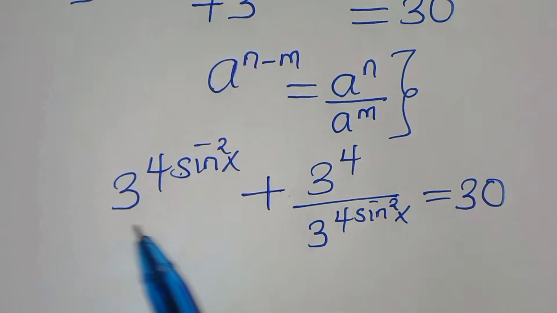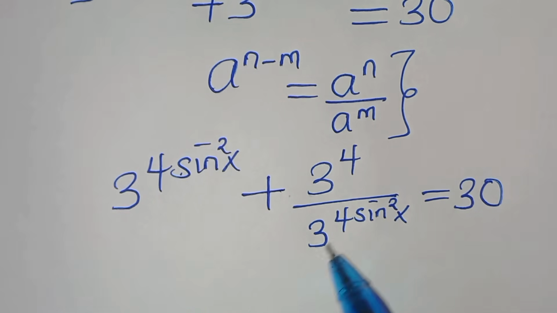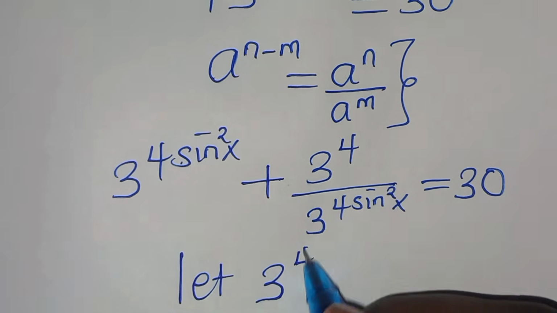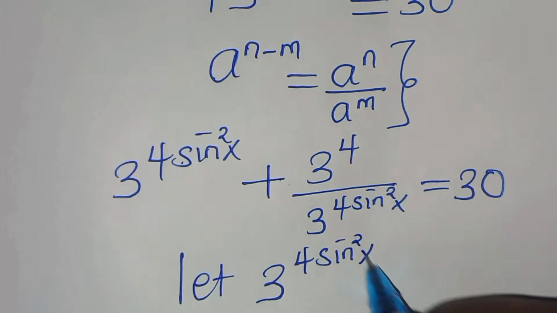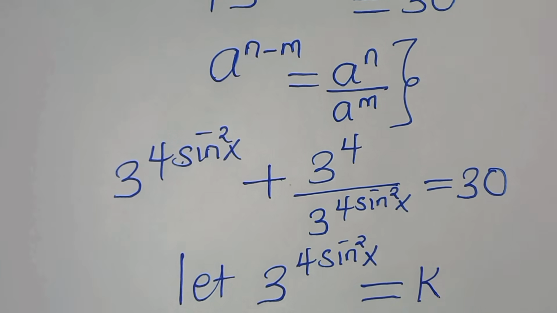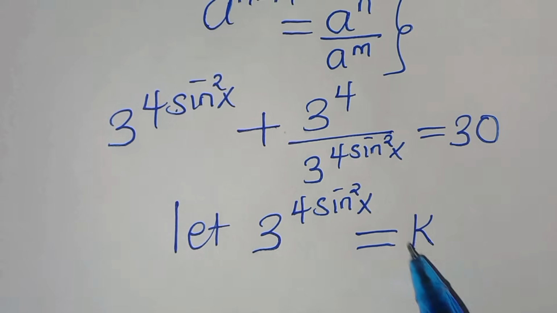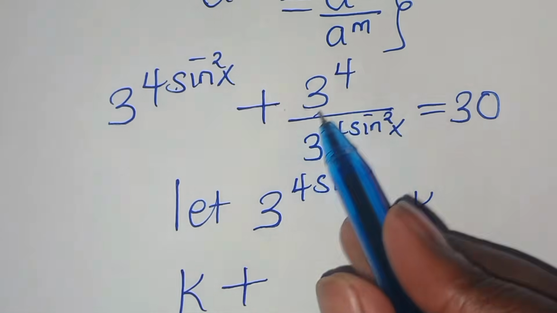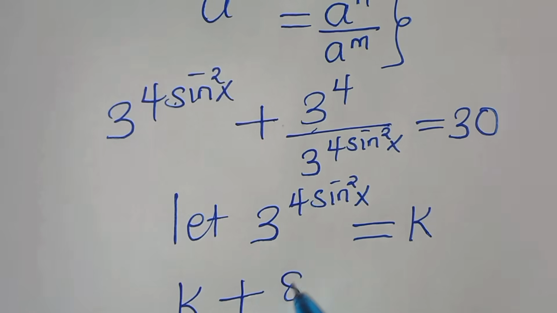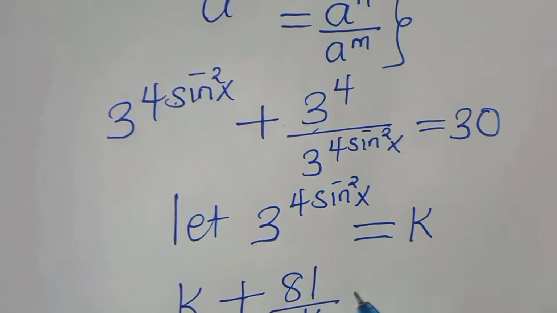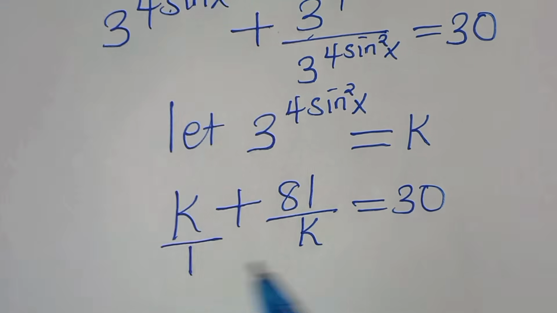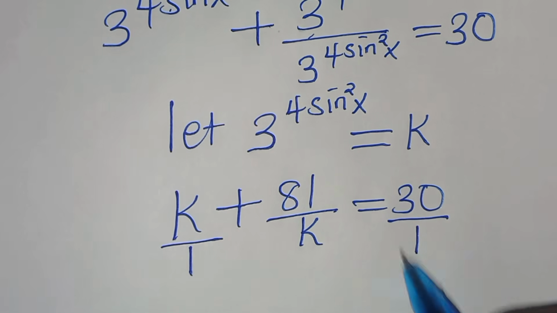Now, since we have 3 to the power of 4 sine squared x here and here, we can let 3 to the power of 4 sine squared x be equal to k. So let's substitute k in this equation. We have k plus 3 to the power of 4, this is 81, so we have 81 over k, this is equal to 30. Now, k is our whole number, so this is over 1, and that is our whole number, so this is over 1.